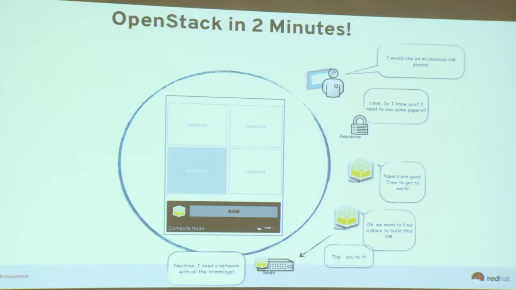And then Nova says, hey, Neutron, I need to have some networking bits that go along with this virtual machine. So Neutron, give me a network with all the trimmings. And then Neutron says, here's your IP address, here's your default route, here are your firewall settings in terms of a security group. Now notice the machine hasn't been created yet. We're just kind of gathering data as the token gets passed around the ring.